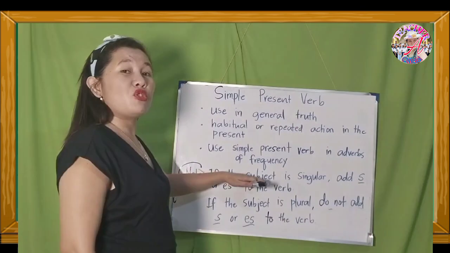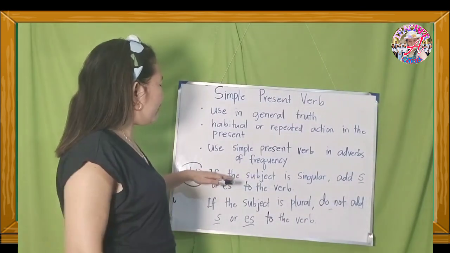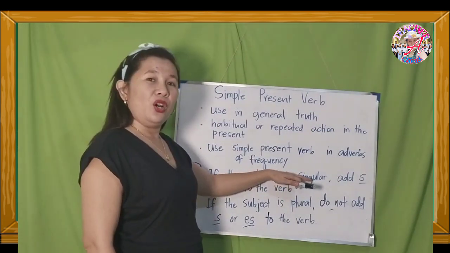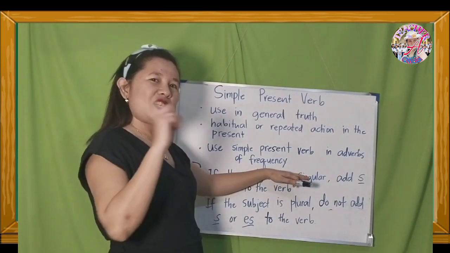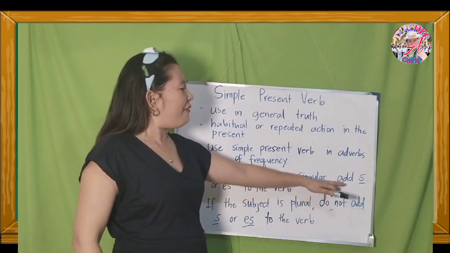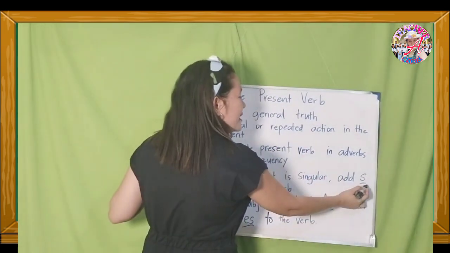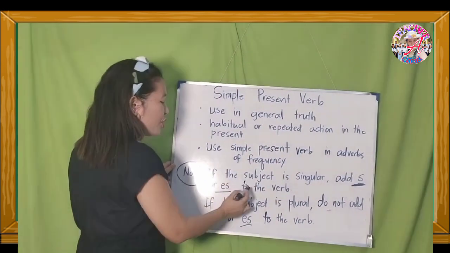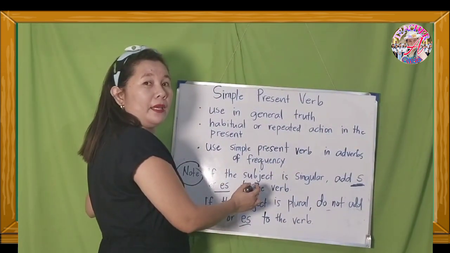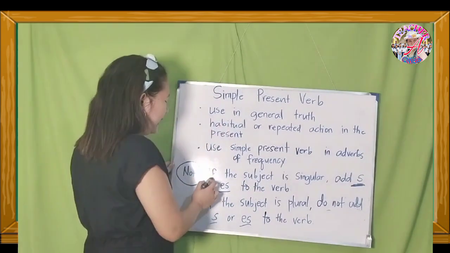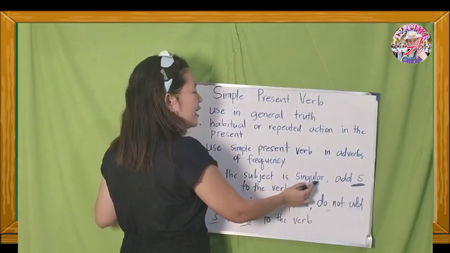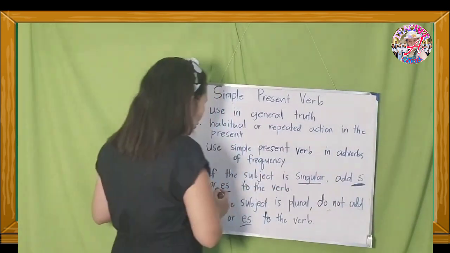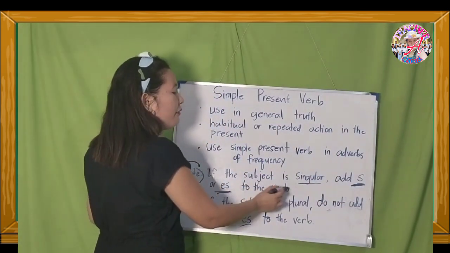If the subject in the sentence is singular, when we say singular, meaning it's only one, you have to add S or ES to the verb. Repeat. If the subject is singular, meaning only one, you have to add S or ES to the verb.